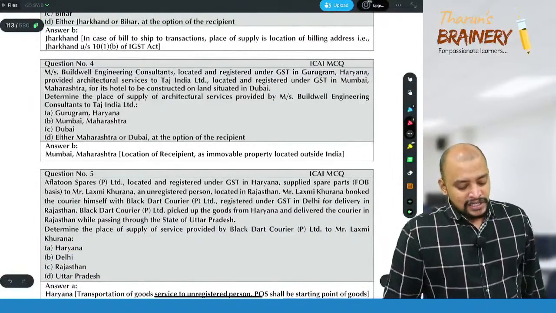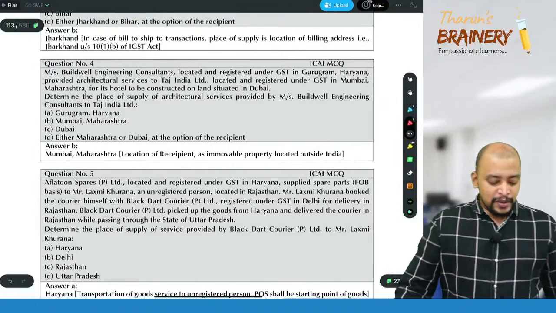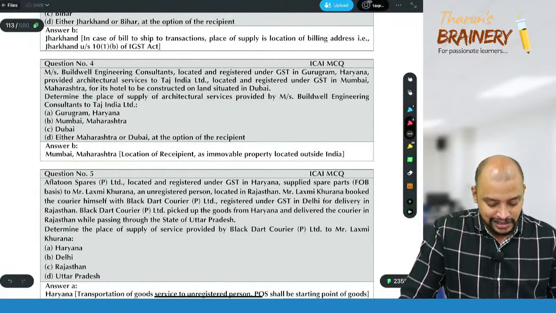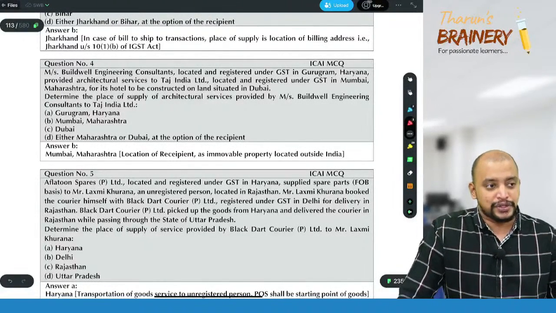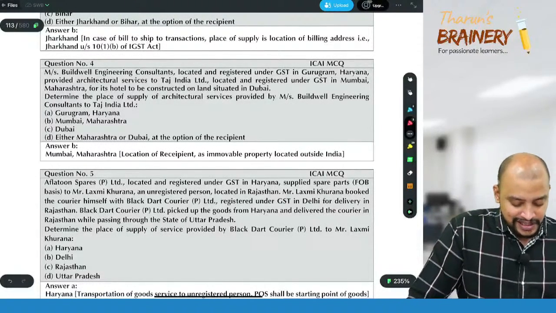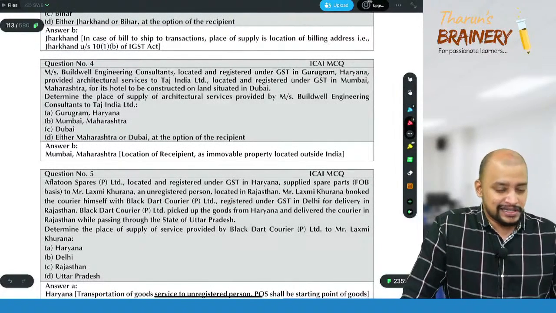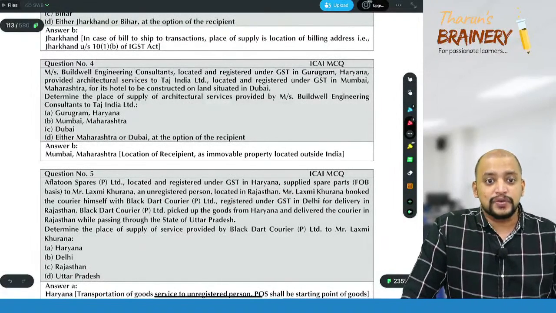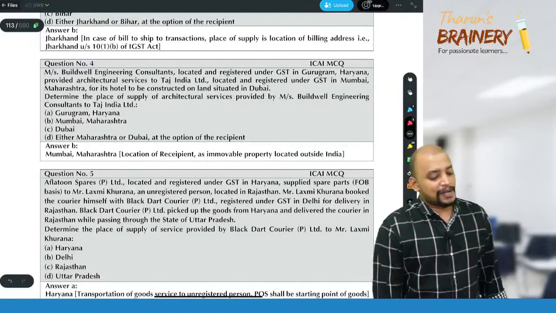Question number 4. Messrs. Buildwell Engineering Consultants, located and registered under GST in Gurugram, Haryana, provided architectural services to Taj India Limited, located and registered under GST in Mumbai, Maharashtra, for its hotel to be constructed on land situated in Dubai. Determine the place of supply of the architectural services. First, we need to see whether it is goods or services. It is services and it is covered under 12 or 13. Both supplier and recipient. Where is the supplier?